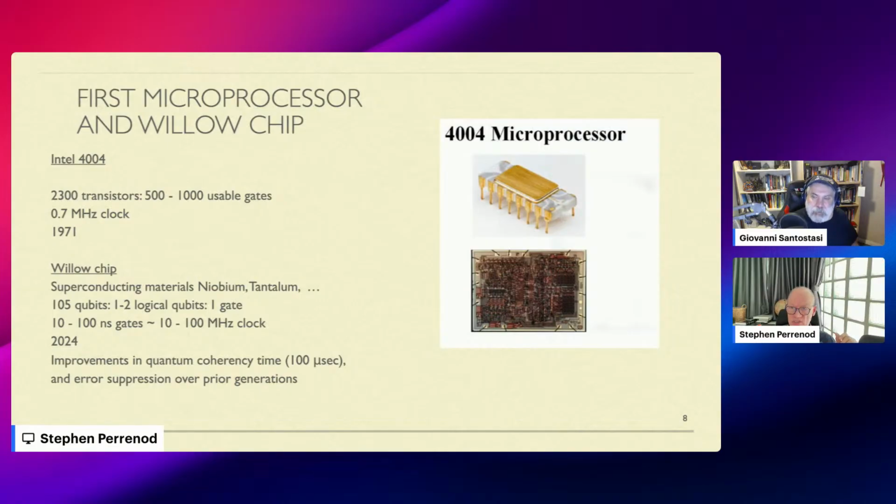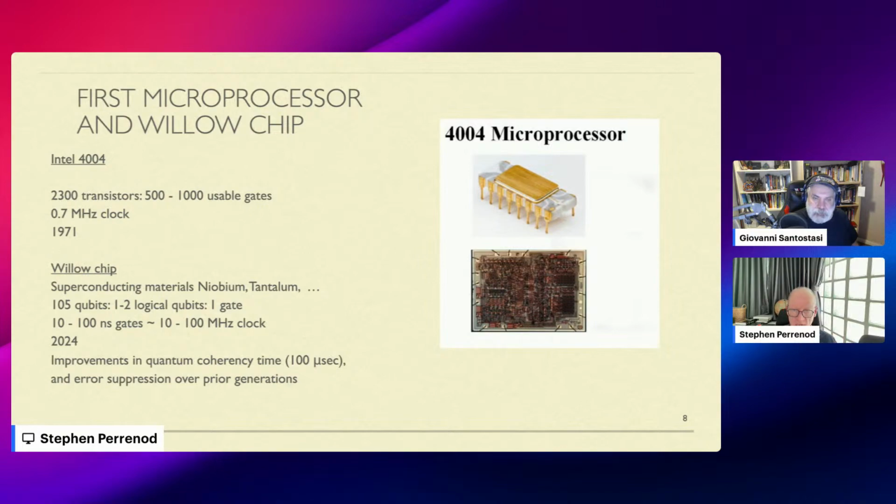And the clock rates are faster. Their gate times are around 10 to 100 nanoseconds. It's not a precise clock in the same sense, but it's in that range of 10 to 100 megahertz. And here we are, 53 years later. And they have improved their quantum coherency time with this latest release.